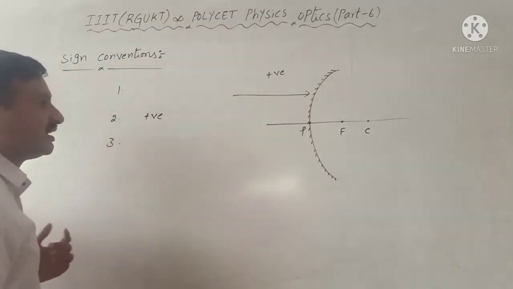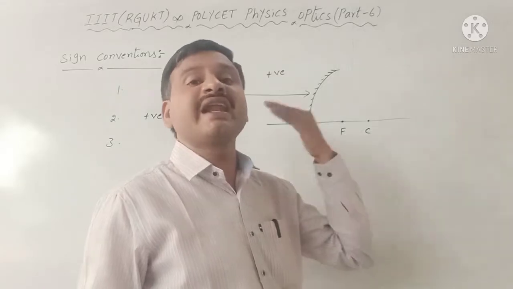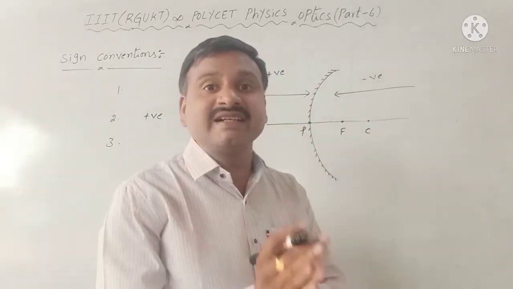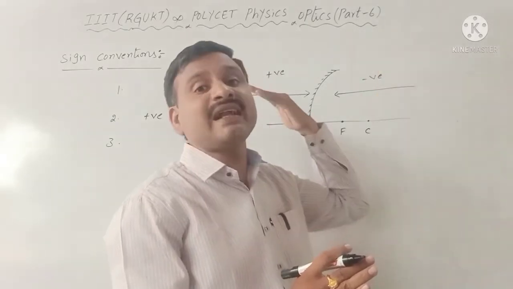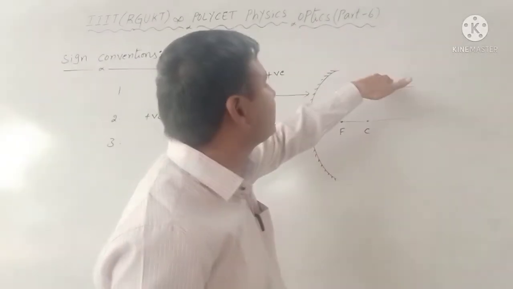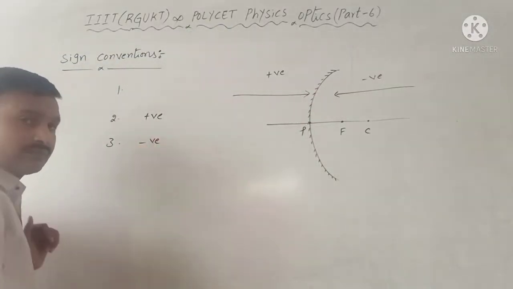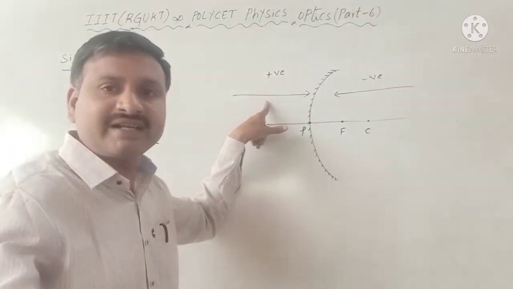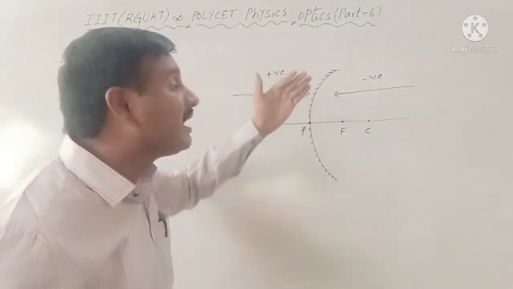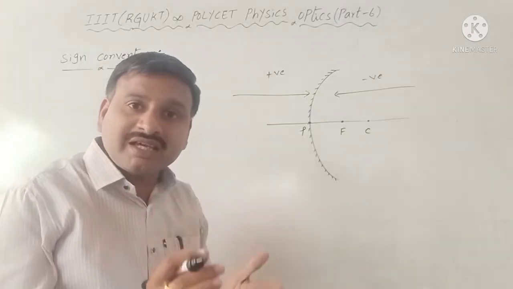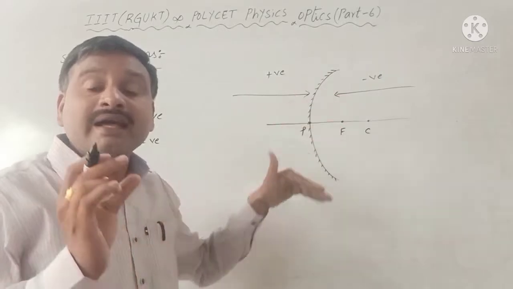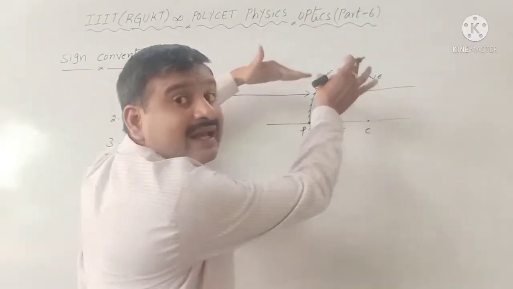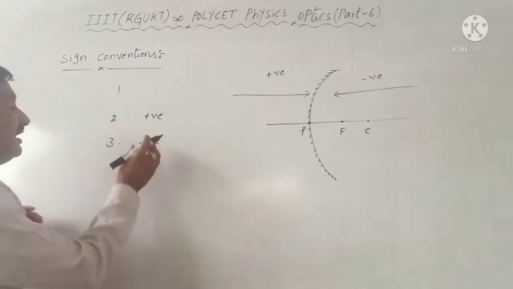And the next one: the distance measured in the opposite direction of the incident light ray is taken negative. The third point is the distance measured in the opposite direction of the incident light ray. Yes, it is the opposite direction, so it is taken negative.